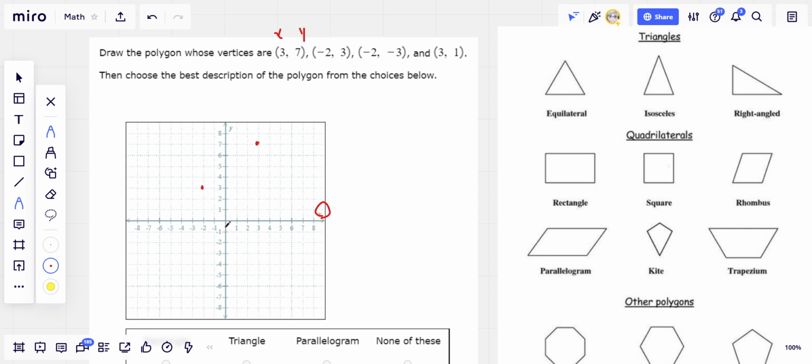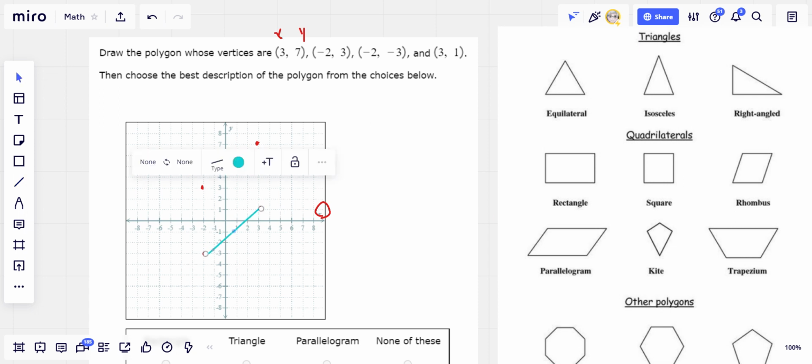So right there, good. And then negative 2, negative 3. So at negative 2 still, but down instead. Okay. And then 3, 1. So positive 3, positive 1 would be right there. Okay, I can kind of see the shape already, but let's go ahead and connect these with lines.